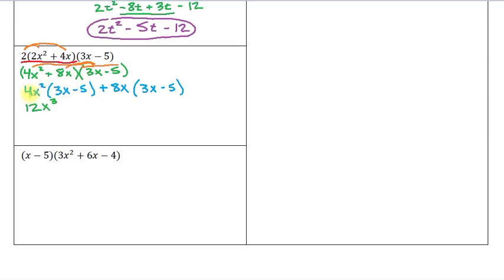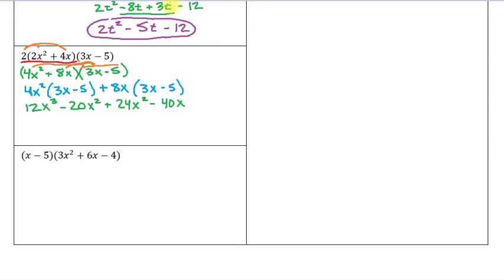Alright, next one, 4 times negative 5 is negative 20. X squared times no variable just gives me back x squared. Now we're going to multiply the 8x times 3x. 8 times 3 is positive 24. X times x is just x to the 1 plus 1. We're adding the exponents. That's x squared. And 8 times negative 5 is negative 40. And x times no variable just gives us back our x.